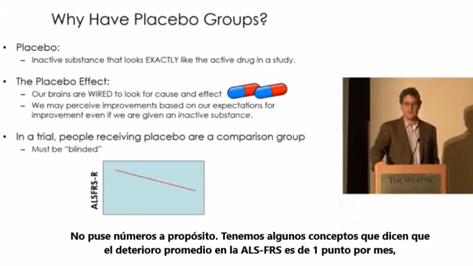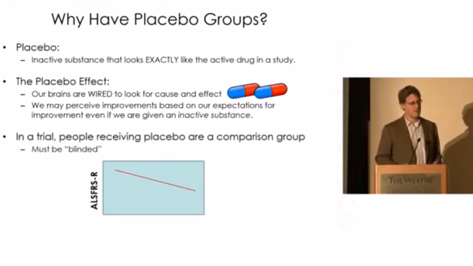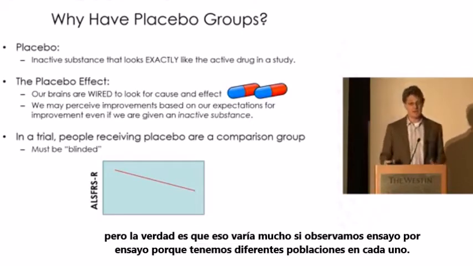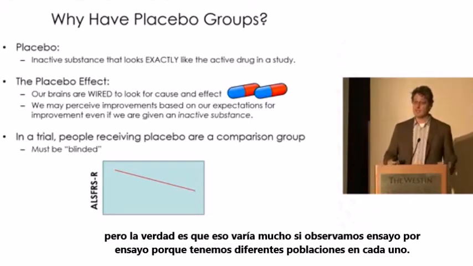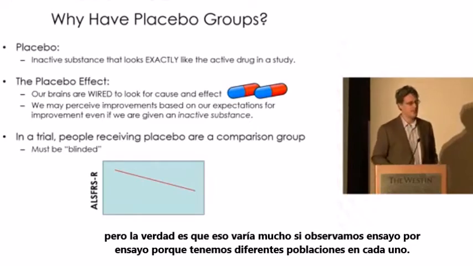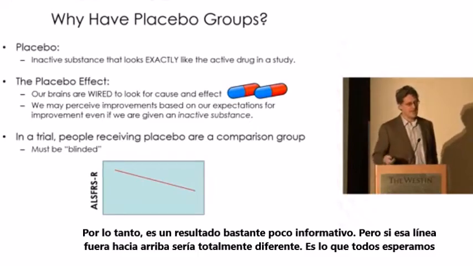It's hard to know what to make of that. Now, I didn't put numbers on this, and I didn't put them there on purpose. We have some concept that on average a decline of ALS-FRS is 1 point per month, but the truth is that actually varies a lot if you look trial by trial, because we get different populations in each trial. So it's a fairly uninformative result.